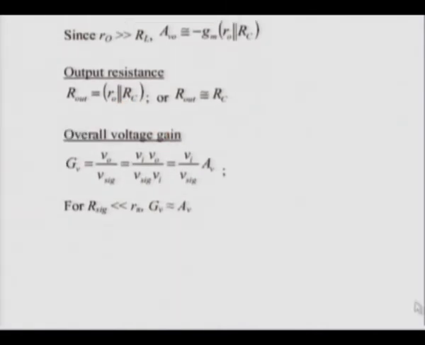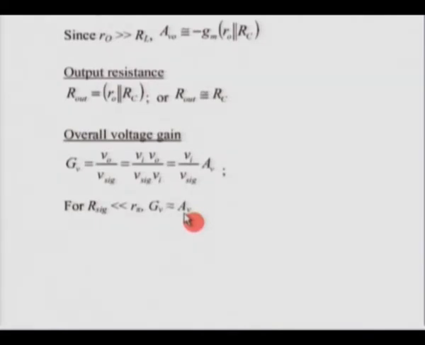Another very important parameter is what is called the overall voltage gain, which is measured from end to end, that is from V naught to V sig. That we can get as Vi by V sig times V naught by Vi, which will be nothing but Vi by V sig times AV. Now if we assume that the resistance of the signal source R sig is much smaller than R pi, then we see that the overall voltage gain is approximately equal to the voltage gain.